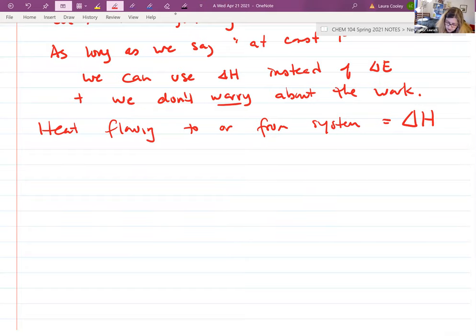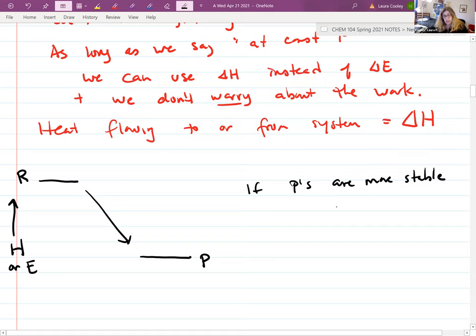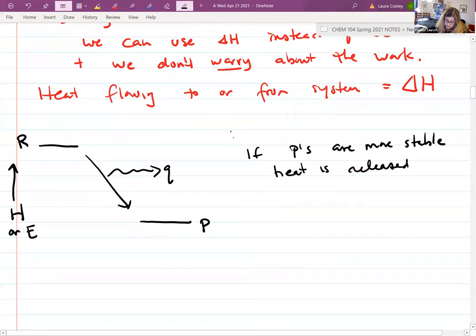Of course, if you start with a higher energy and you go to a lower energy, this is now enthalpy here. I use enthalpy and energy more or less interchangeably in general chem. You take P chem with me, I start being very specific about what I'm talking about. But here, this is H or E as far as I'm concerned. Here's reactants, here's products. If the products are more stable, that means they have more or stronger bonds, then heat is released. That's what happens in an exothermic reaction.